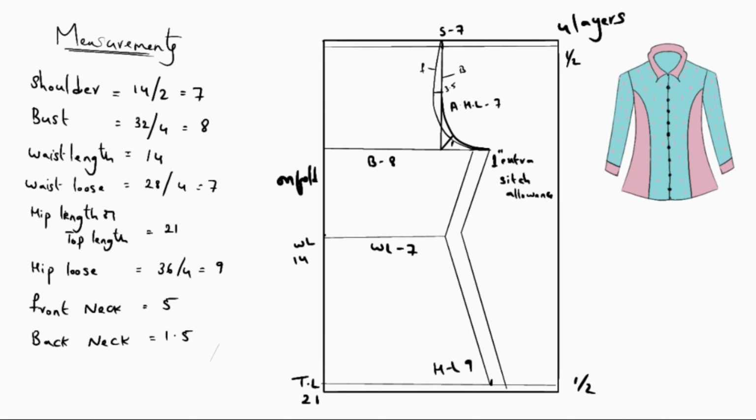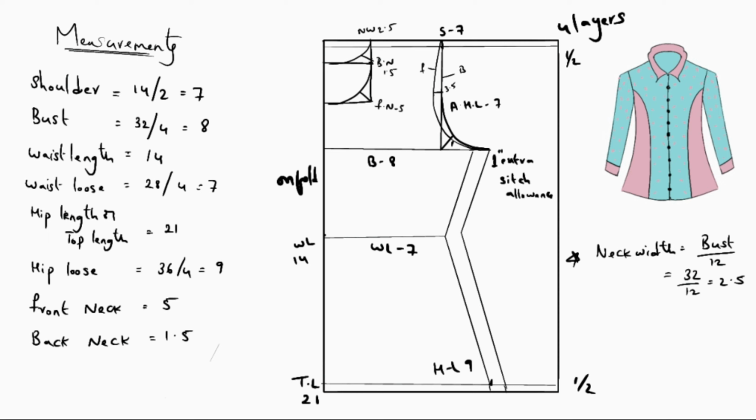Now we need to take neck width. Neck width I am writing here formula bust by 12. 32 by 12 is equals to 2.5. From midpoint I am taking 2.5 and then from there I am taking front neck and back neck length. Front neck 5 and back neck 1.5 in shape.